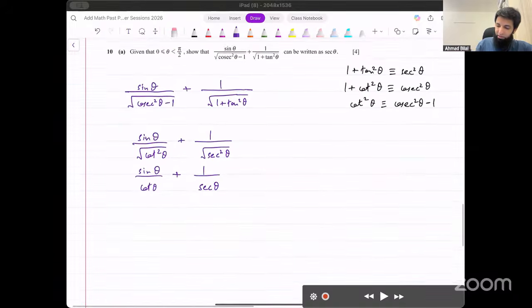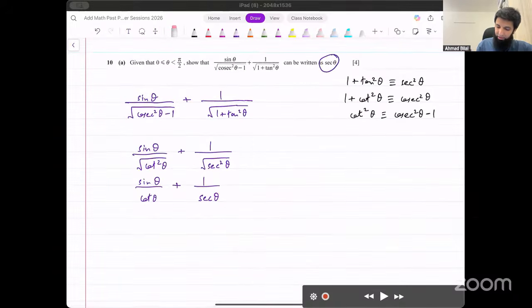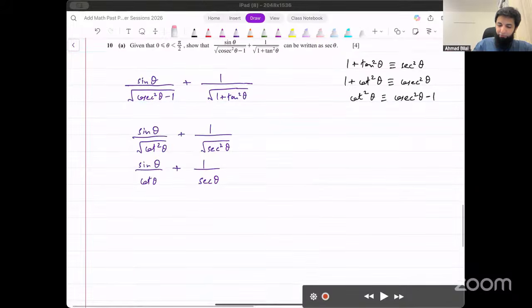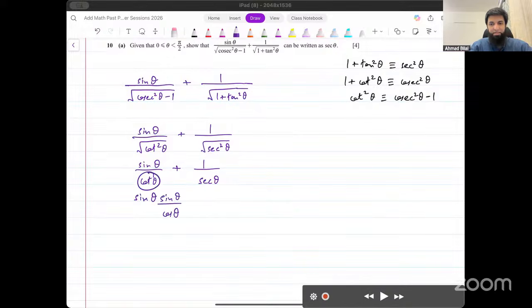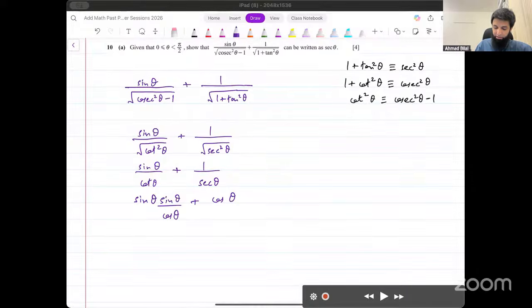Since we want secant theta at the end, it's often easier to convert everything to the base functions, sine, cos, tan. Cot can be written as 1 over tan, so we have tan in the numerator, and tan is sine over cos. So we have sine theta times sine theta over cos theta, which simplifies to sine square theta over cos theta. What about 1 over secant theta? We can write this as cos theta.